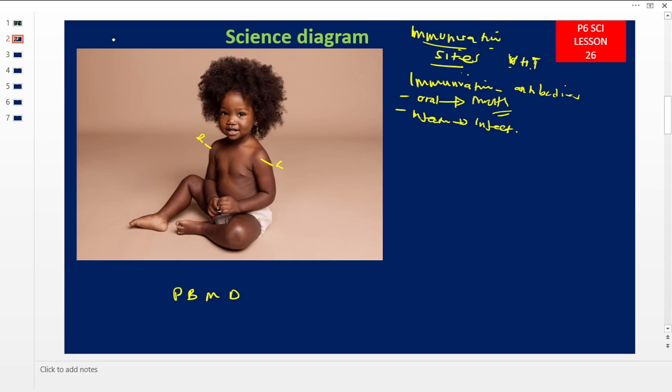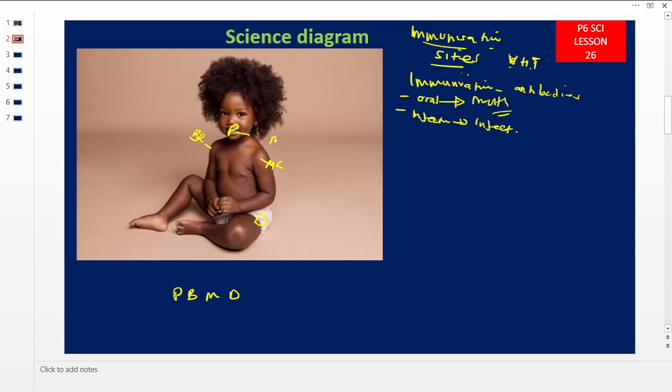Even the same way we use when you're naming the sides of the heart. So this one is the right and this one is the left. So when we are using "Please Be My Dad," we are using it like this. Please Be My Dad, right? So those are the sides.